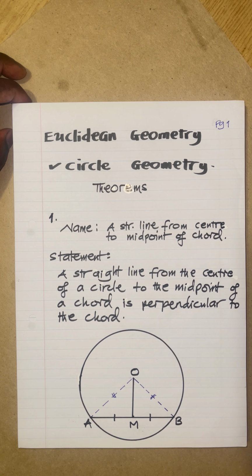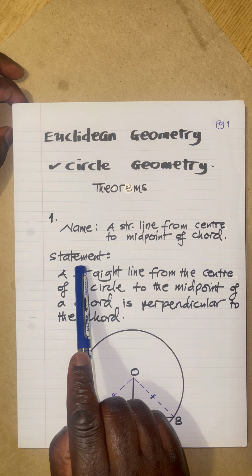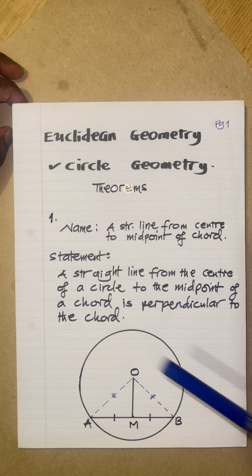This is the start of a series of lessons I'm going to have on Euclidean geometry, and I'm starting with circle geometry. Now in this video I have two theorems that I would like to prove and one application for each theorem. So theorem number one, I have a name and statement. You'll understand why I have a name when I start looking at applications of these theorems.